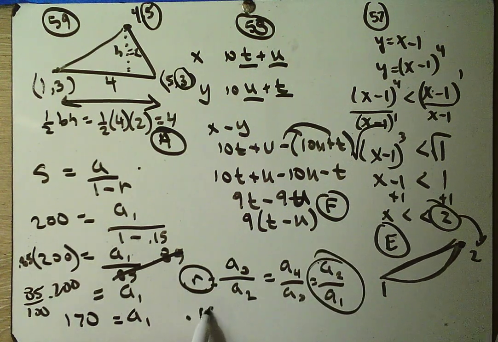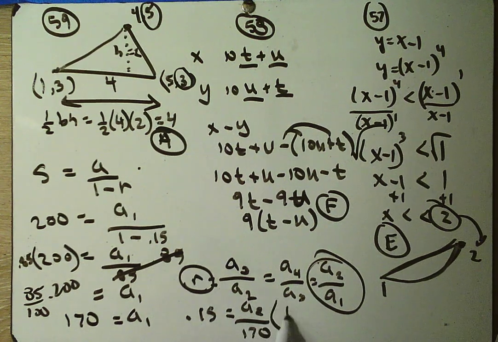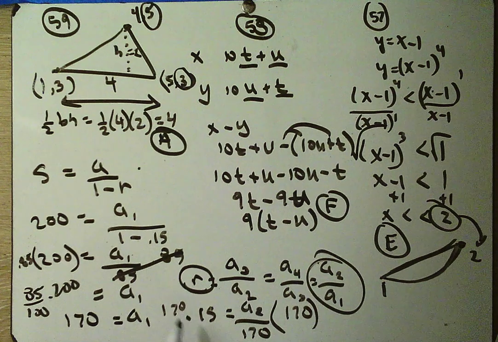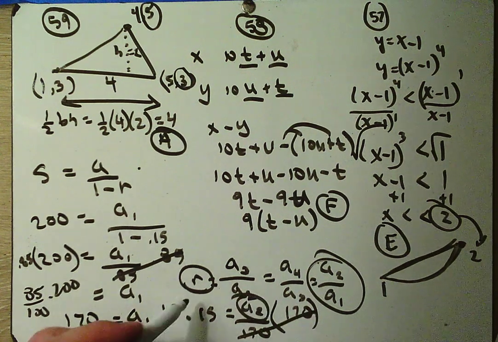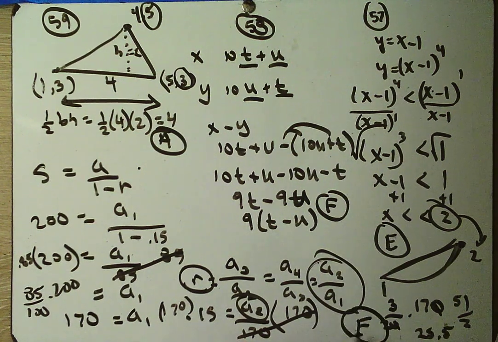So if I take that common ratio of 0.15 and set it equal to A sub 2 over 170, and then multiply both sides by 170, I'll end up with the value of A sub 2, which is 3 over 20 times 170. We can take off some zeros. 51 over 2, which is 25.5. And that's choice F. Choice F for number 60.